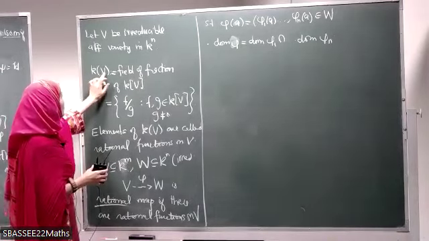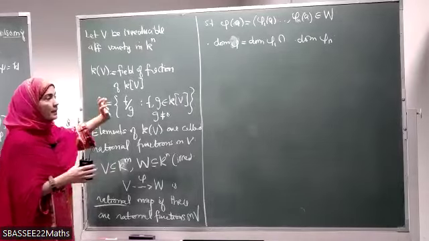So this is denoted by K of B again, but with curly brackets.